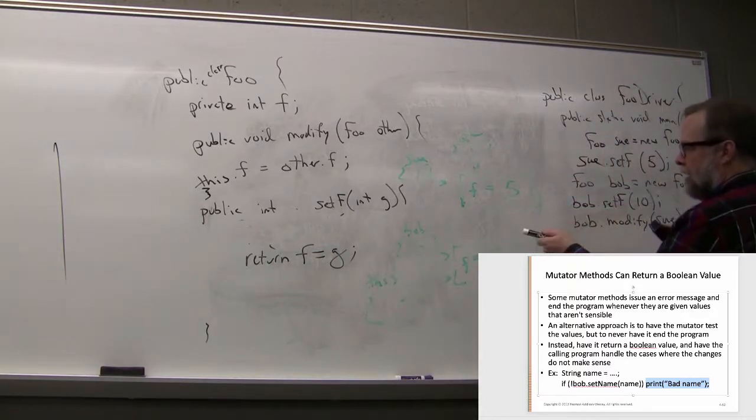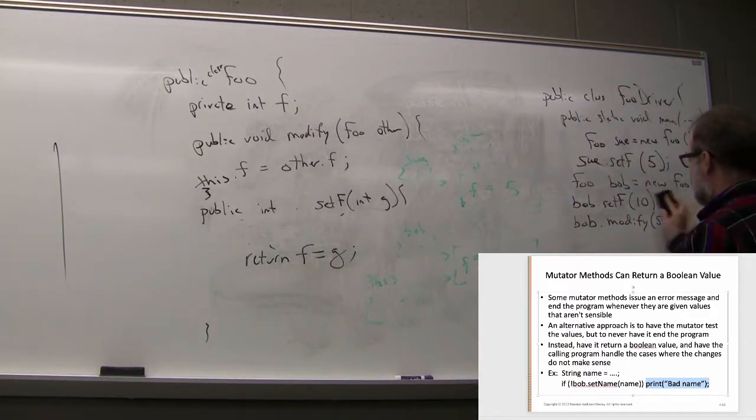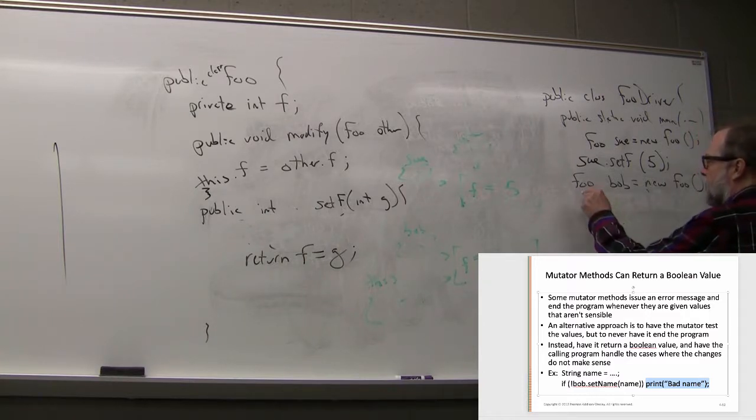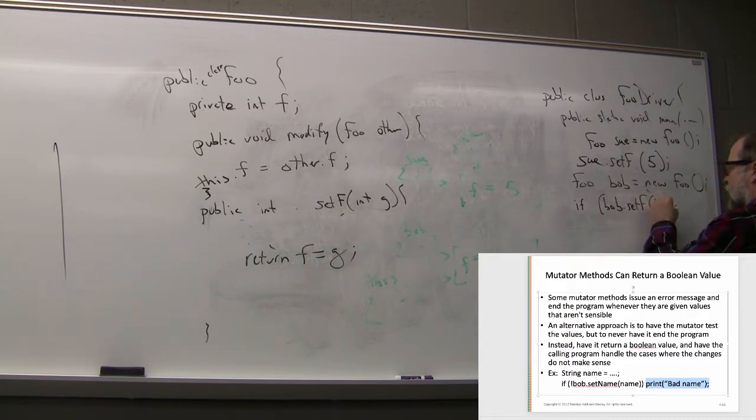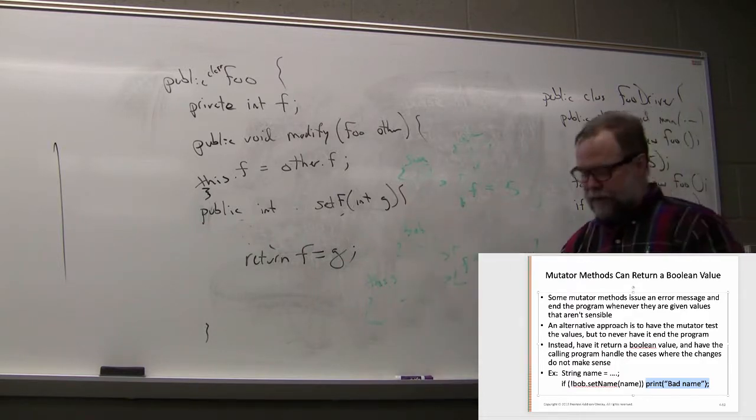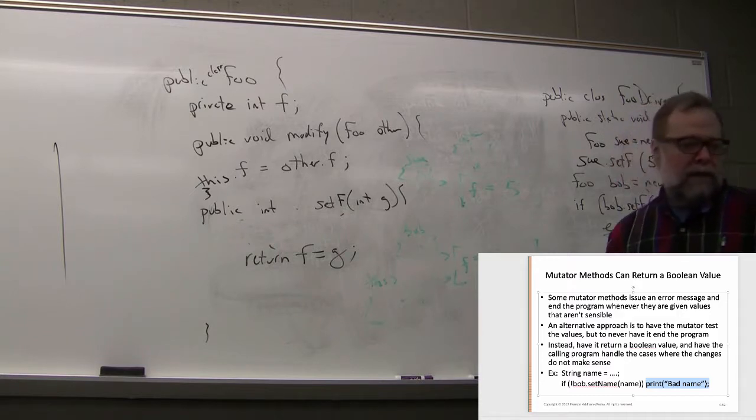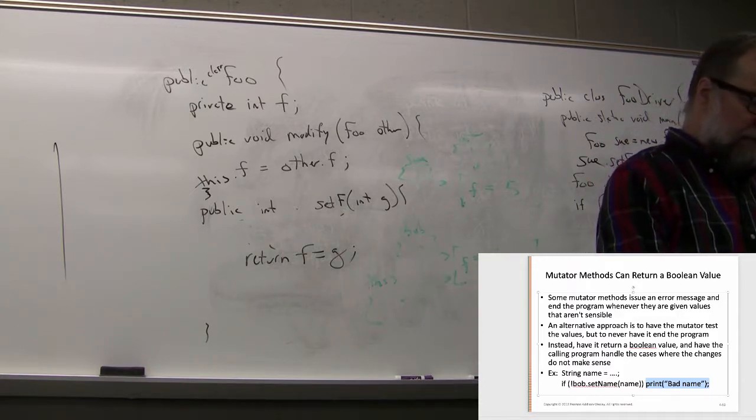So now we would change this around, and it would be more like, I could say, if Bob.setf10 does not equal 10, then there was some kind of an error condition and you want to do something about it. So you expect the return value to be the same as the one you put in, and that would be the case over here. All right, moving along.